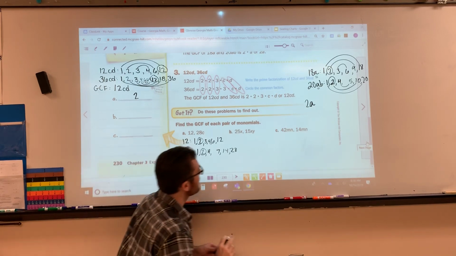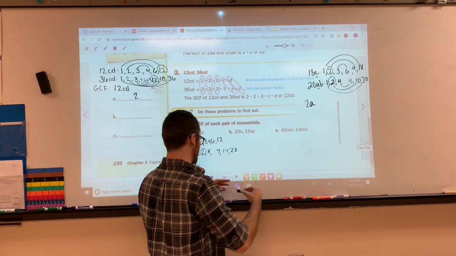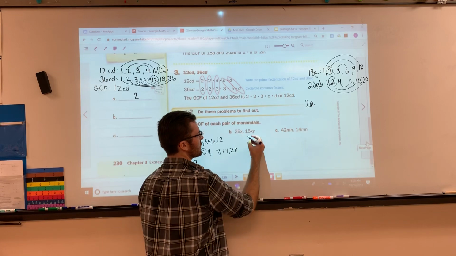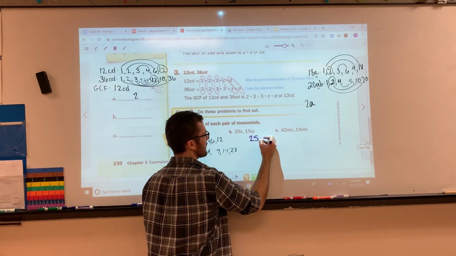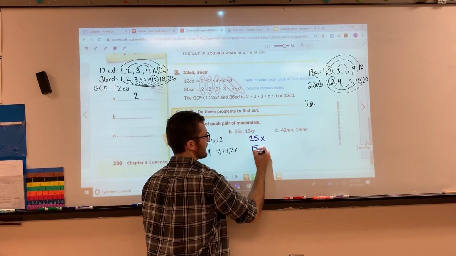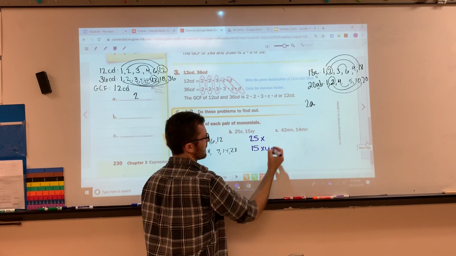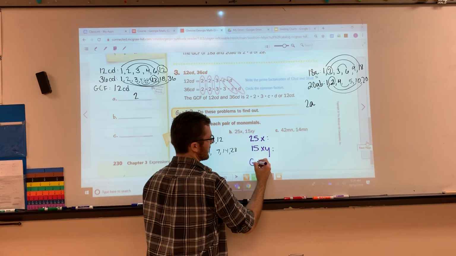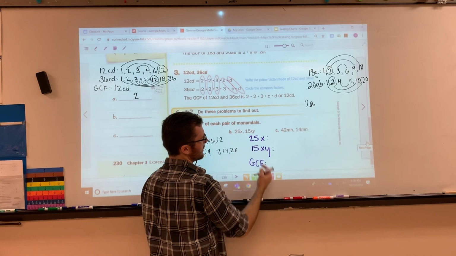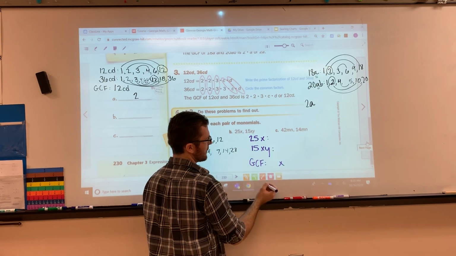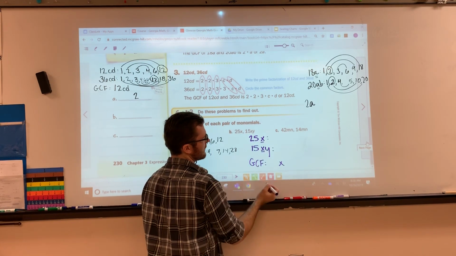Okay, I'm going to do B in a different color so it's easier to see apart. I've got 25x and 15xy. So immediately I see that a greatest common factor that they have is x. That's going to be part of it because they both have an x.